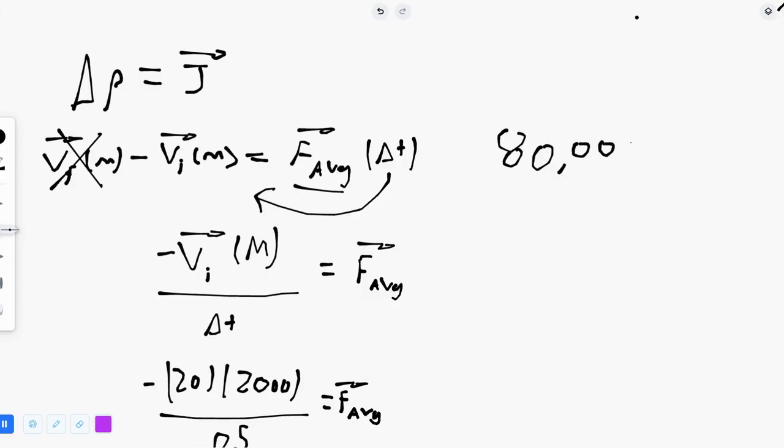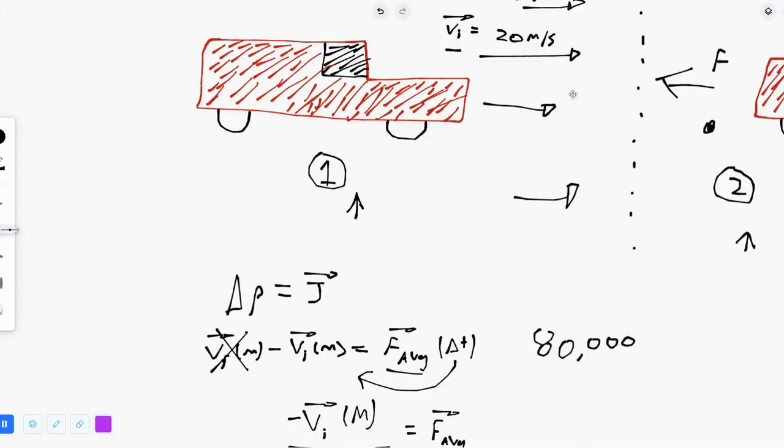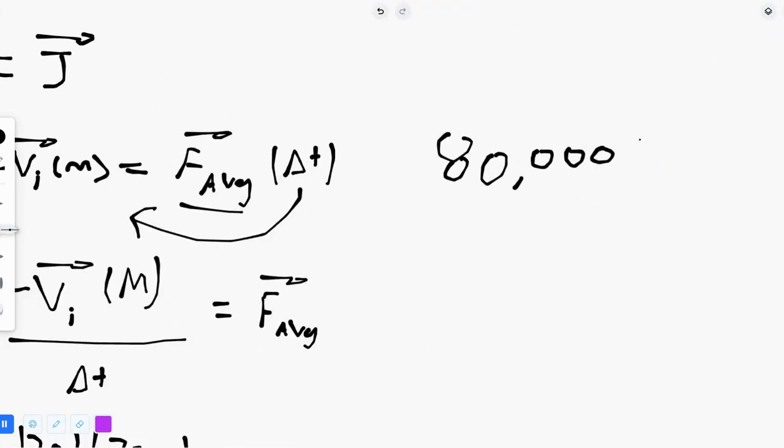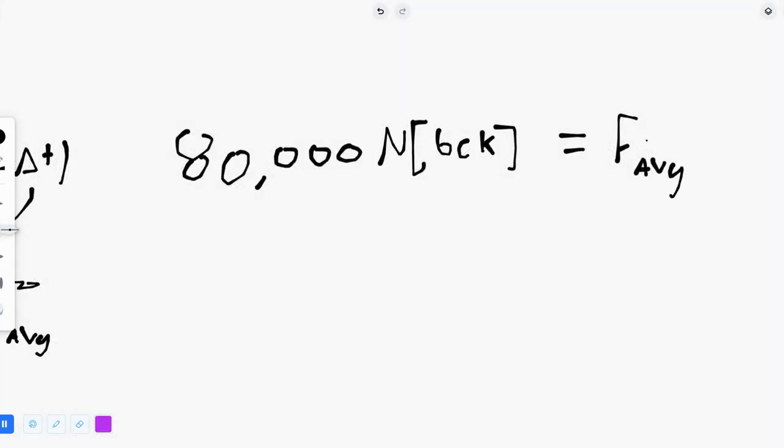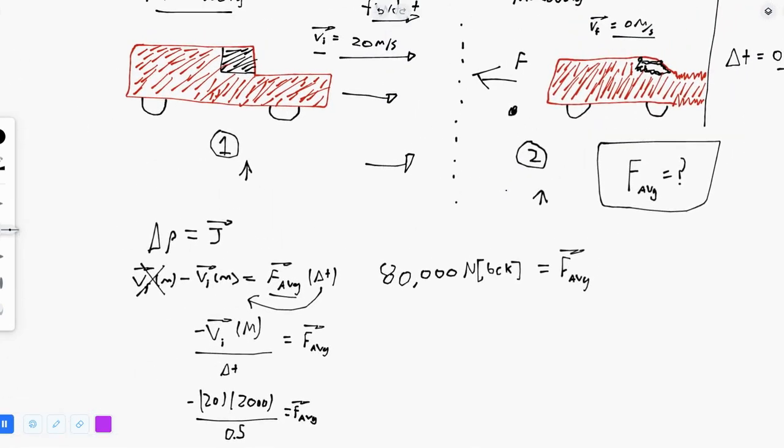And then of course you also have to have a direction. So the direction would be backwards, right? Because it's slowing it down, so backwards. There you go. And that's your answer. So in this case, I'm sure whoever was driving the car probably wouldn't survive, because that's a very large amount of force.